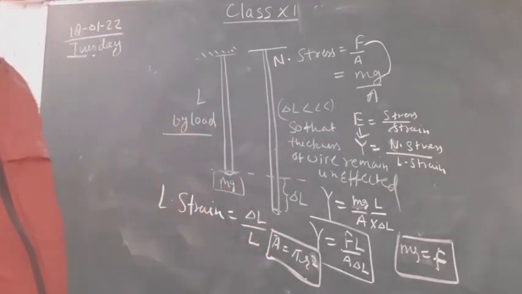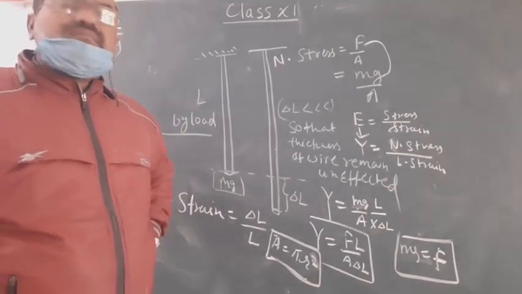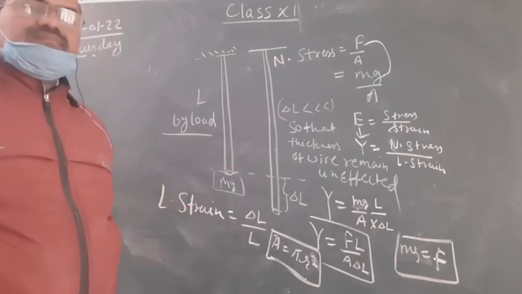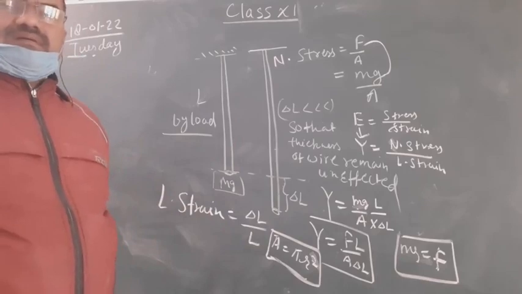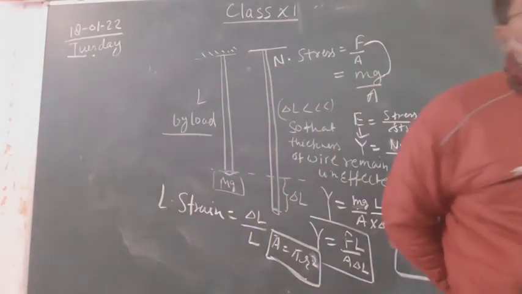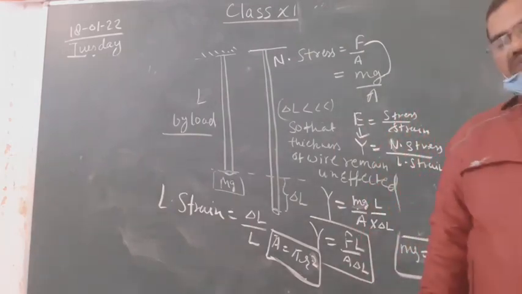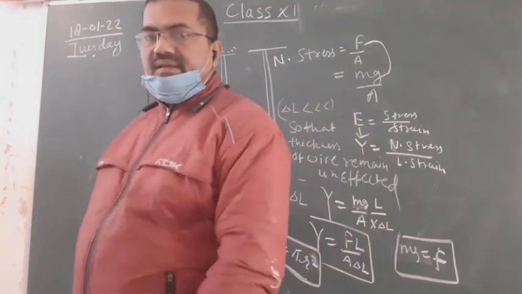So this is the area. Write it down. This is the expression for Young's modulus of elasticity, which is used in linear bodies. Clear?